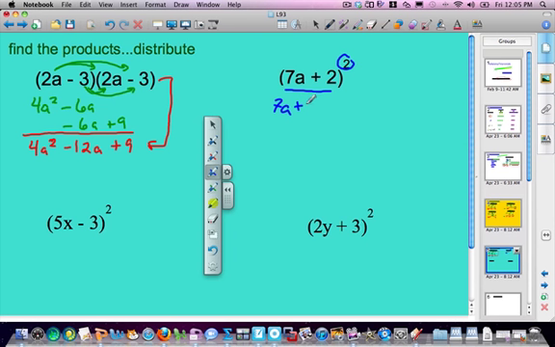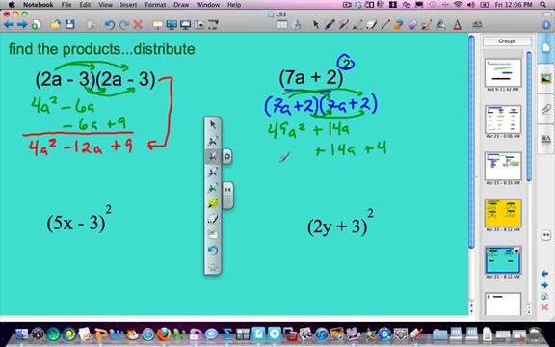7a plus 2 used twice. And once we expand it, I think we can see how to evaluate this expression quickly. 7a plus 2 times 7a plus 2. So we see that we just simply need to distribute. So 7a times 7a yields 49a squared. 7a times 2 is a positive 14a. 2 times 7a is a positive 14a. And finally, 2 times 2 yields a positive 4.